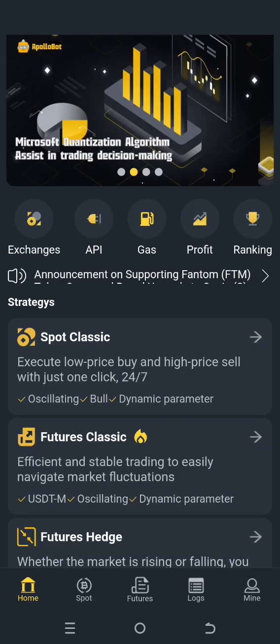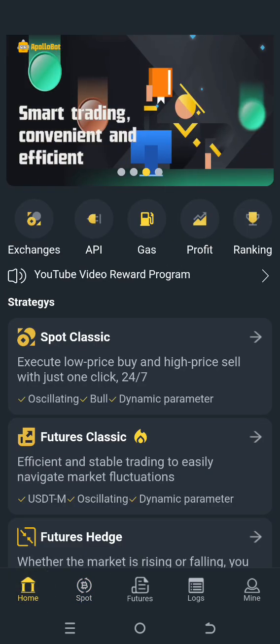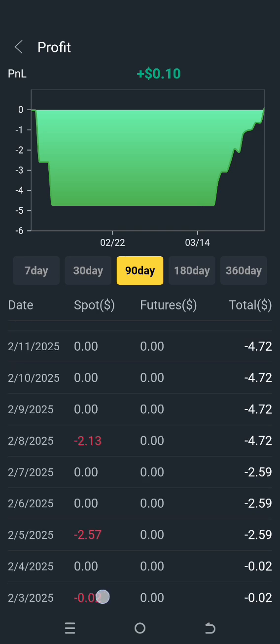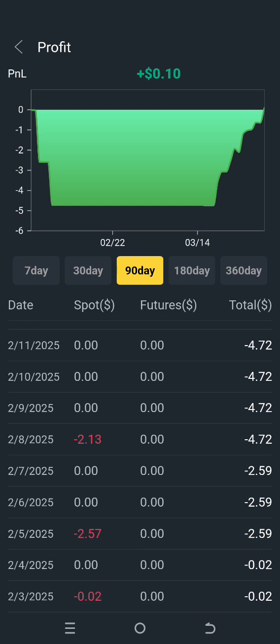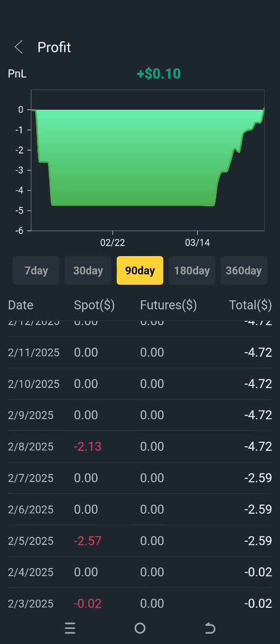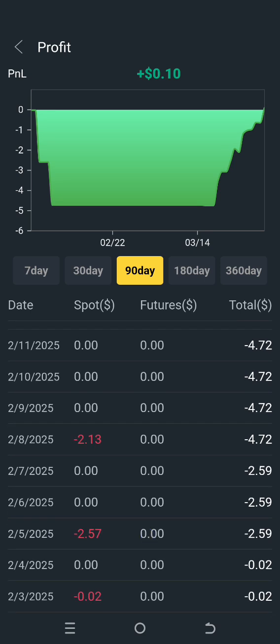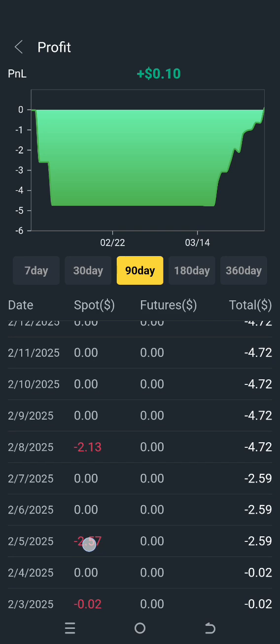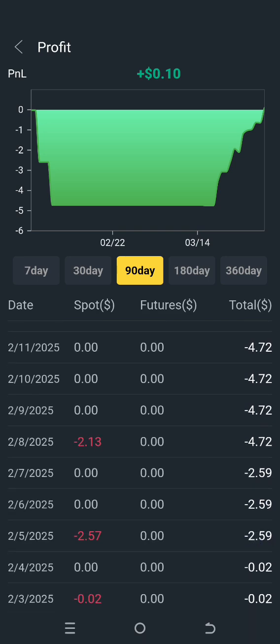Now this Apollo bot kept on recording these losses. If we can see them here, if I come back to profits, from this date here, 3rd of Feb 2025, I bought a coin. When you're starting to trade in spot, there is a charge of 0.02. That one is charged by the exchange and it is recorded here. Then the coin kept on going down, so I decided to cancel the trade on 5th of Feb. I cancelled the trade when it was at negative 2.57. This is in US dollars, so it is saved here after me cancelling that trade.